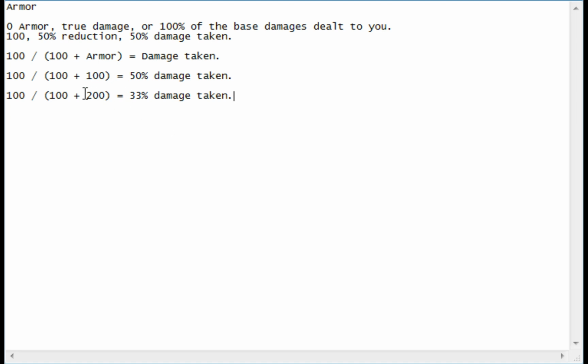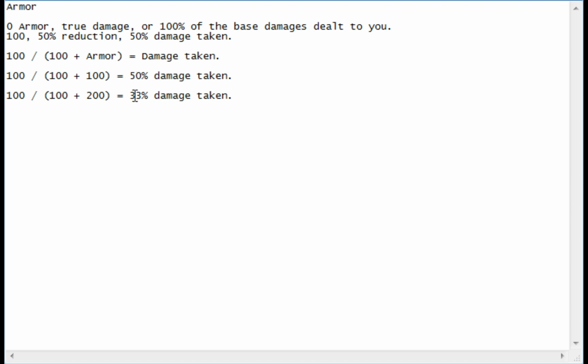As you build more and more armor, your damage taken doesn't decrease by all that much. Look at this. The initial from 0 armor to 100 armor, you've essentially gone from 100% damage taken to 50% damage taken. You've mitigated 50% of the damage between those two values. But when you jump from 100 armor to 200 armor, you only gain 17% of the damage taken. It's a significantly smaller benefit than previously when you go from 0 to 100.